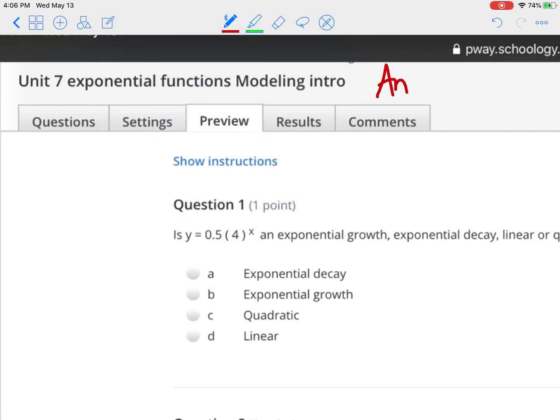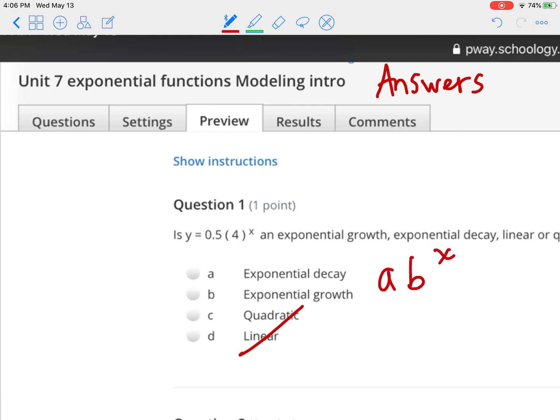All right, some of you wanted to see how we got the answers to our last two Schoology quizzes where you watched a video and then you had to answer questions. So let's take a look. In this one it says 0.5 times 4 to the x. So when you see x as an exponent, you know that it's either growth or decay.